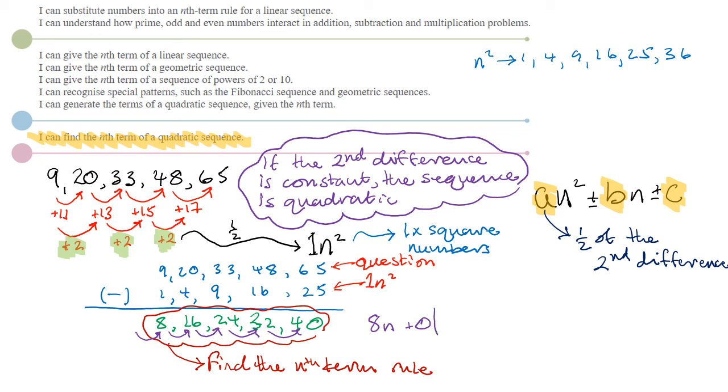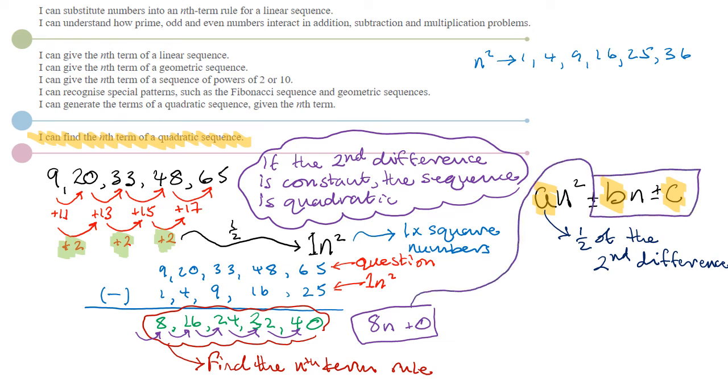So 8n plus 0. This completes my answer. All I do is put together the part that I got from before, 1n squared, and then I put this on the end. So a is 1, b is 8, and c is 0. Final answer: 1n squared plus 8n plus 0. Now we don't need the 1, so we can just write n squared. We don't need the 0, we can just write 8n, and that will be my final answer.